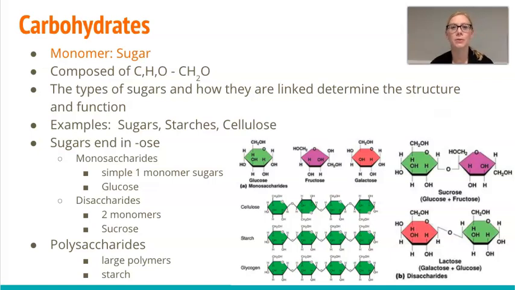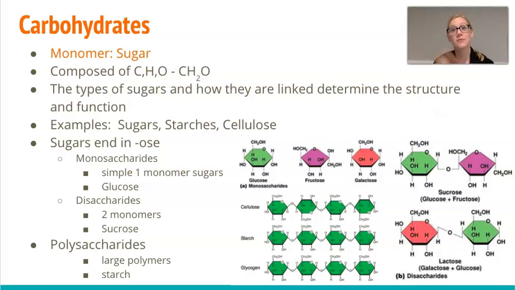What are some examples of carbohydrates? Well, sugars individually, starches, and cellulose are all great examples. Sugars tend to end in -ose. If you have a monosaccharide, that means you have a simple sugar. It's just made of one sugar. That's all it is. Glucose, for example, is a monosaccharide.